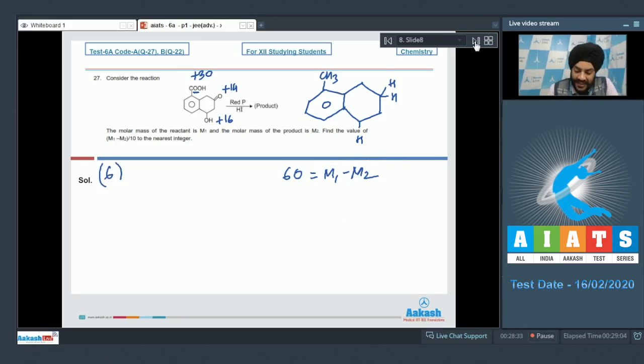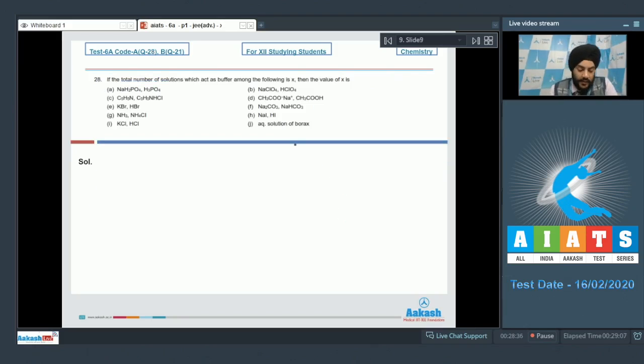Let us look at the last question for this section. Question 28. If the total number of solutions which act as a buffer among the following is X, we have to comment on the value of X. So let us look at the options which are given to us. So option A is NaH2PO4 and H3PO4. So this is a buffer solution. It consists of a weak acid and its conjugate base.